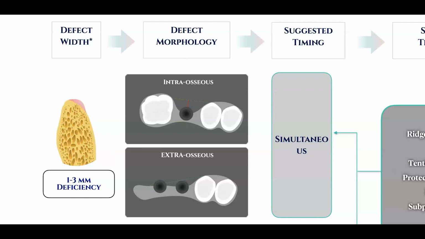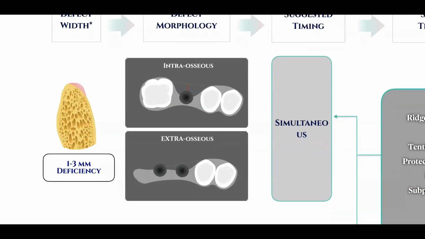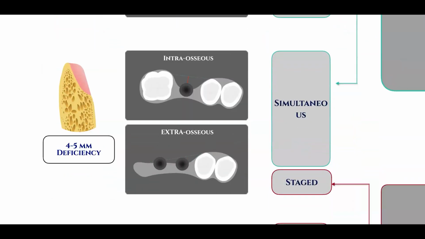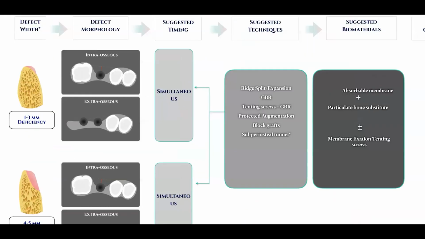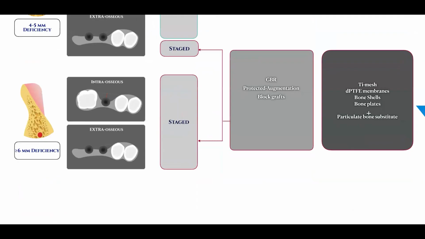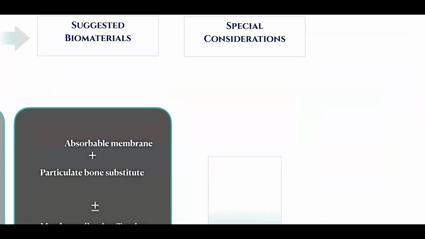And then based on that, we suggest a timing. You can do whatever you want, but we suggest, for intraosseous or extraosseous defects, and based on how much deficiency there is, whether to do staged or simultaneous placement. And we gave some recommendations that you can use for each of these techniques, because what you use for a staged approach with a bigger deficiency and an extraosseous defect is very different from what you should use for a simultaneous approach with an intraosseous defect. And we also gave some special considerations.